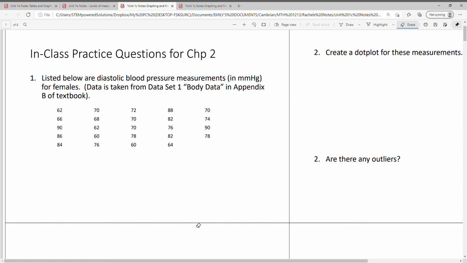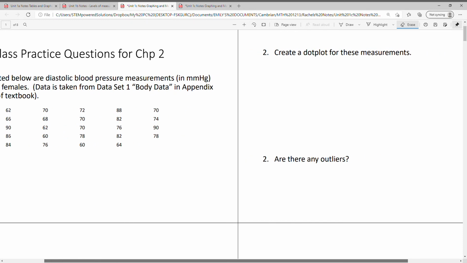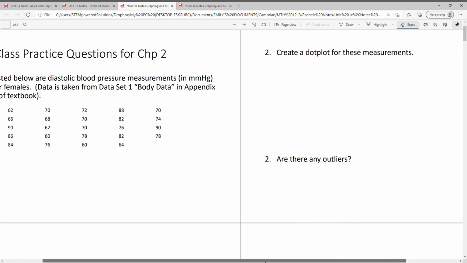Today I will be discussing how to do a dot plot for diastolic blood pressure measurements. So here we go. Question number 1. Listed below are diastolic blood pressure measurements in millimeters of mercury for females. Data is taken from dataset 1, body data, in Appendix B of the textbook. So here we have at least 24 different diastolic blood pressure measurements, and over in question number 2, we are asked to create a dot plot for these measurements.